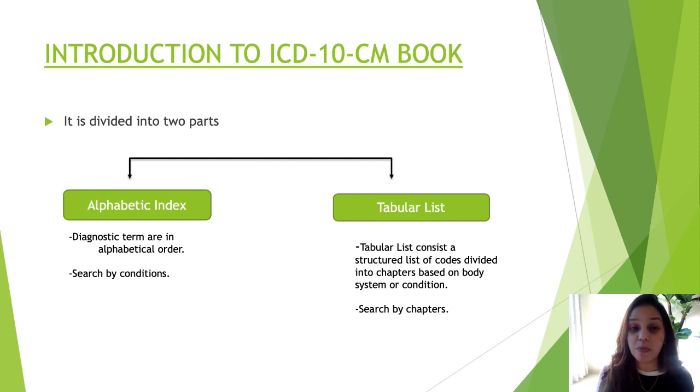The second part is the tabular list. This tabular list consists of a structured list of codes divided into chapters based on system or condition. So you need to search by chapter. Suppose you want to look for eye, then you go to the eye chapter, or if you're looking for asthma or bronchitis, then you go to the respiratory chapter. And then we have the nervous system, so it is divided chapter wise.